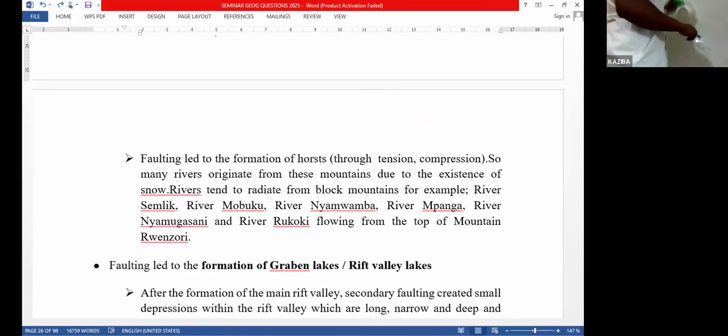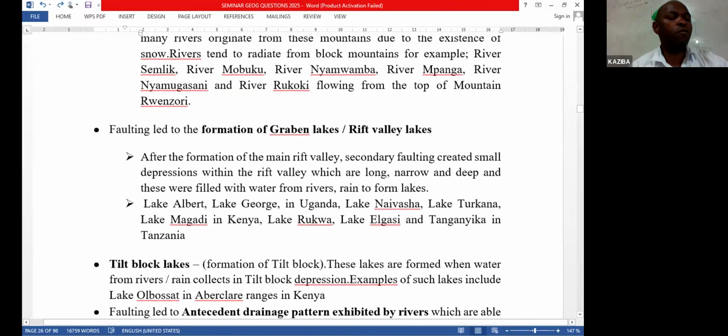So you have faulting leading to the formation of Mount Rwenzori. Then rivers originate from this, and they flow in different directions. This kind of drainage pattern is what is called radial drainage pattern. And the rivers we have are Nyamwamba, River Mumbuku, etc.